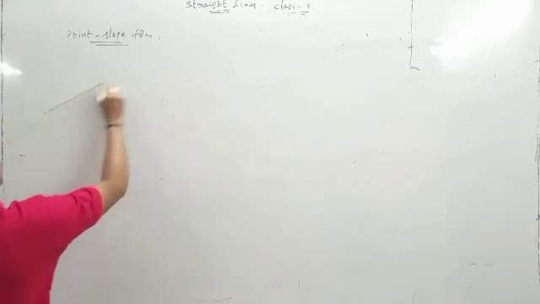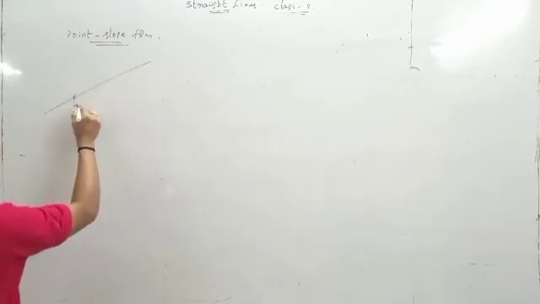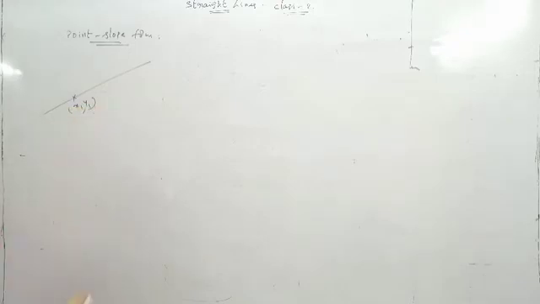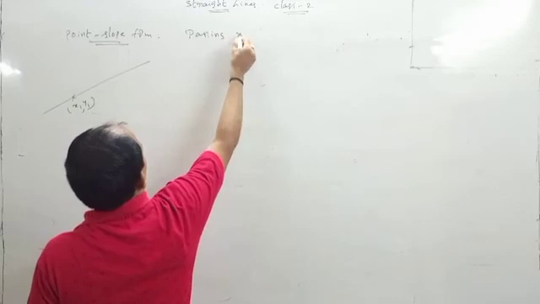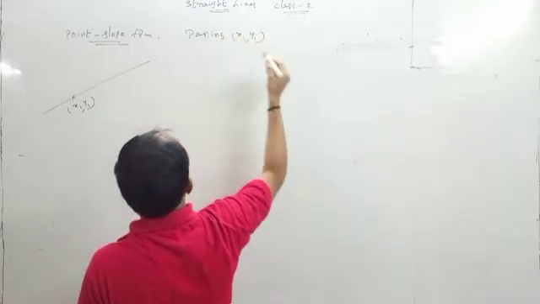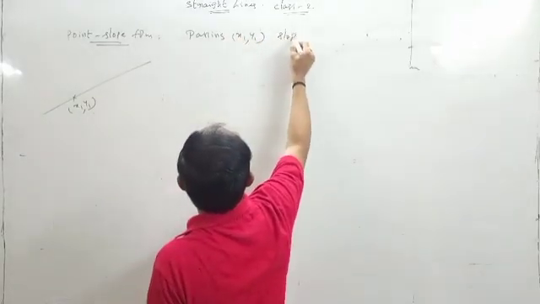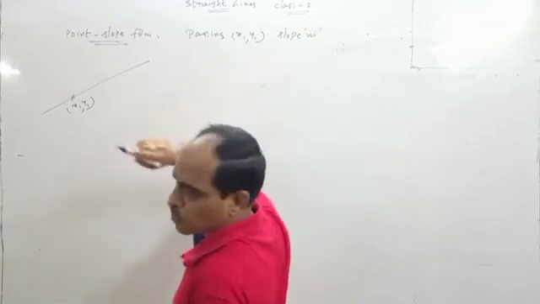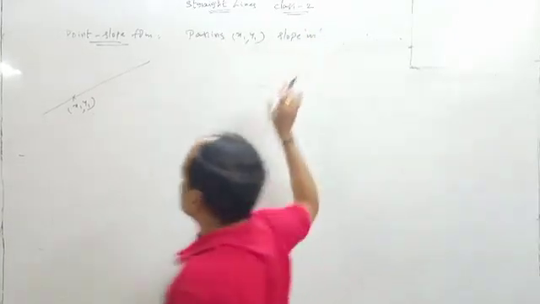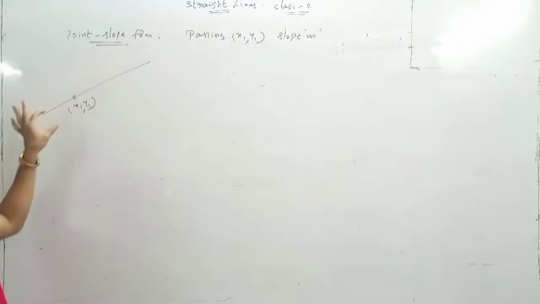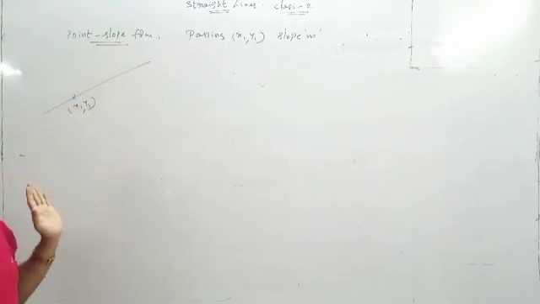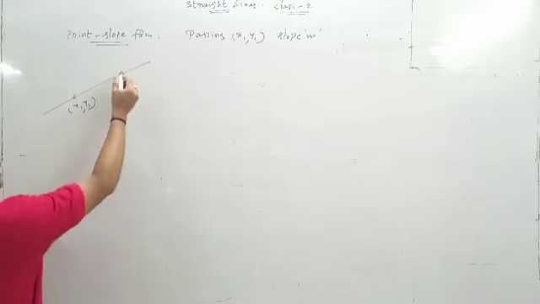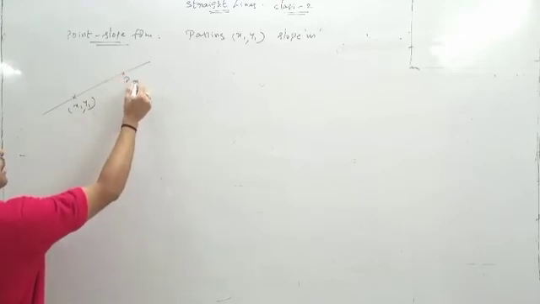So there is a line which is passing through x1 comma y1. Passing through x1 y1, slope m. These two are given. One point is given and slope of the line is given. This line slope is m and this line passing through x1 comma y1. Okay, now I am assuming one more point x comma y.